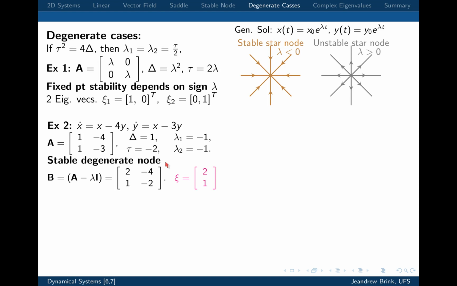The first eigenvector is C equal to (2, 1). You can see that that satisfies B times C is equal to 0. But you also know that there's nothing else that can do that. There's only one solution to B times C equals 0, and that solution is parallel to (2, 1). So this is a case where it's degenerate in the sense that you have two eigenvalues that are the same, but you can only find one eigenvector.